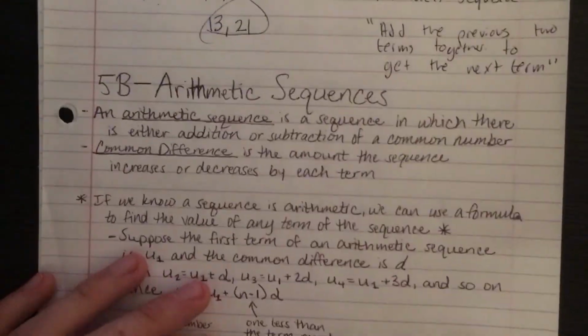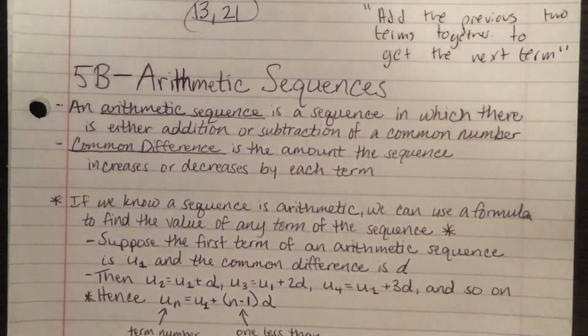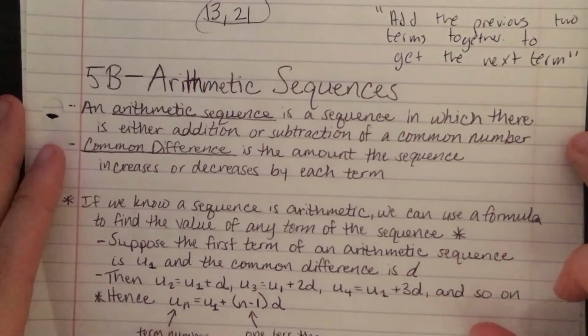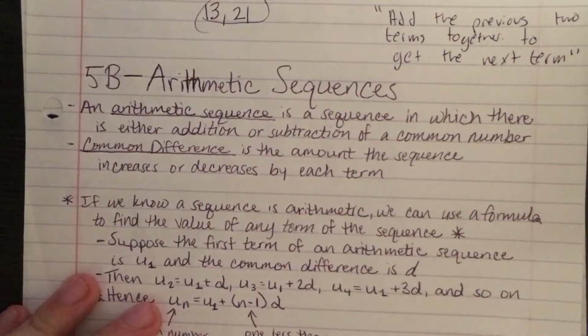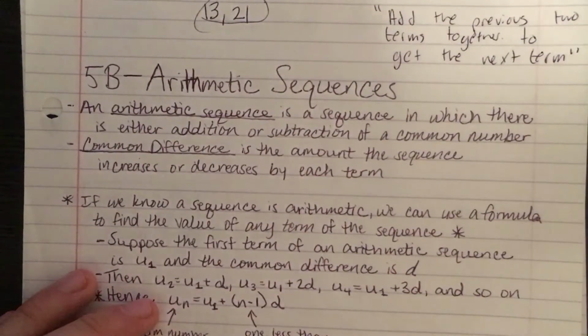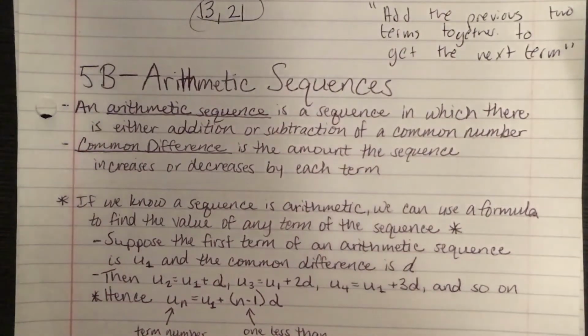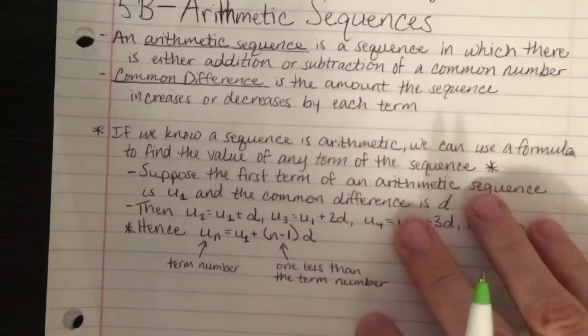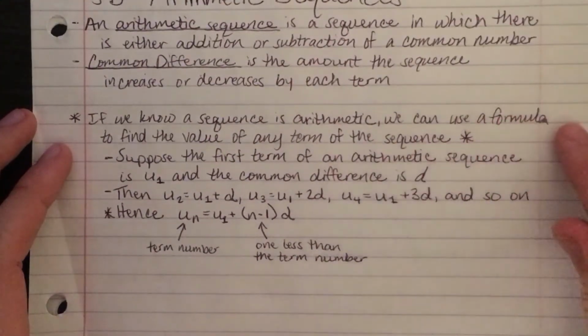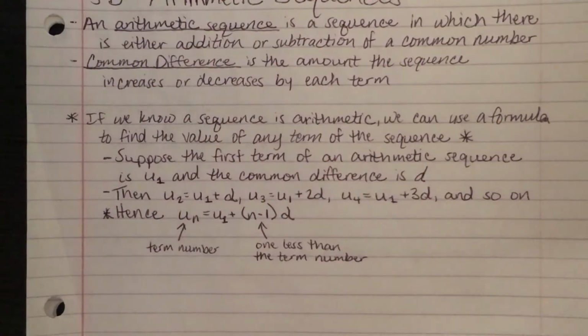goes with these things. So when we're defining an arithmetic sequence, we're going to define it as a sequence in which there's either addition or subtraction of a common number. So we need to be adding or subtracting the same thing each and every time. We refer to this common number that we're adding or subtracting as the common difference. That's the amount it increases or decreases by each term. And so if we know a sequence is arithmetic, we can use a formula to find the value of any term of the sequence.